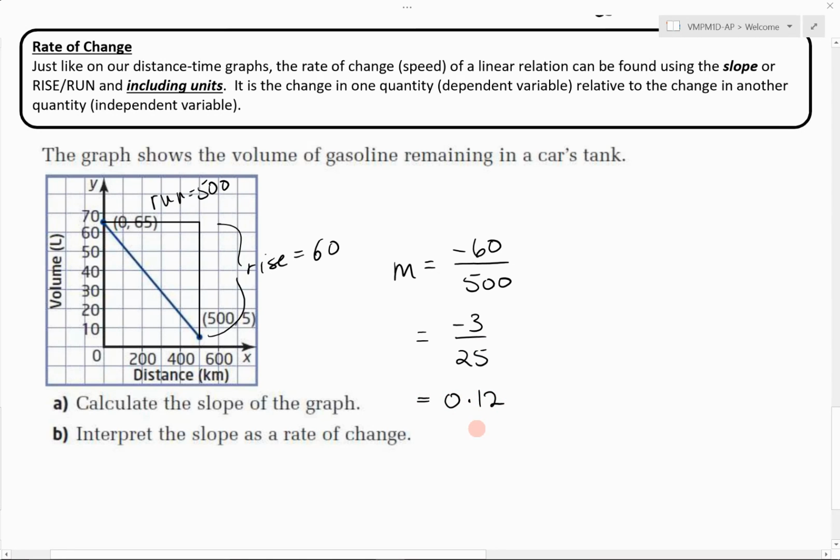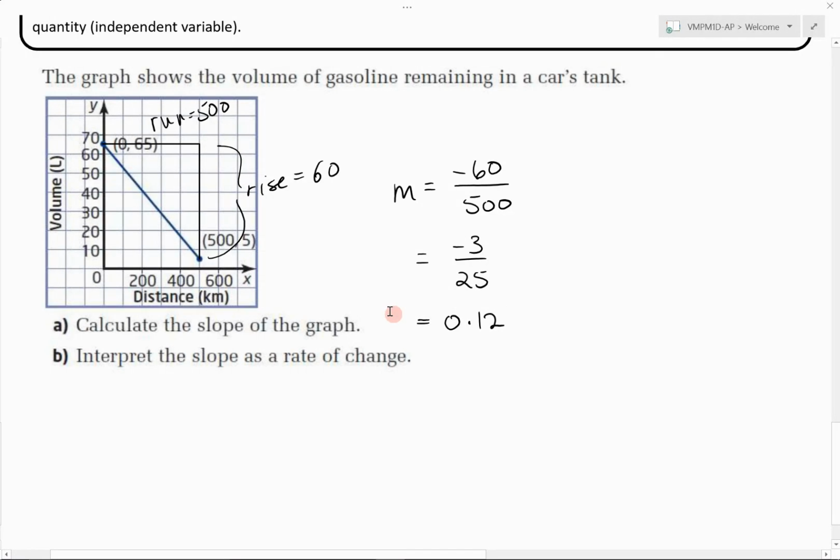Now, what's this slope as a rate of change? Well, what's changing here? The dependent variable is changing, volume, liters, per independent variable, kilometers. So this is negative 0.12. So this car's tank is losing 0.12 liters per kilometer. So this rate of change, I'm going to express this. This is basically just saying this is the slope, but tell me what the rate of change is. What are the units behind this?